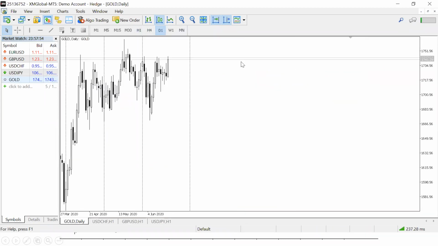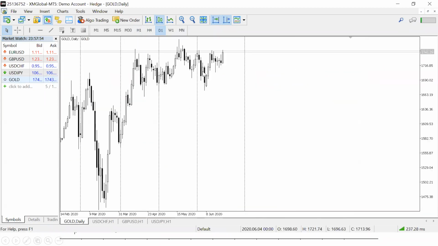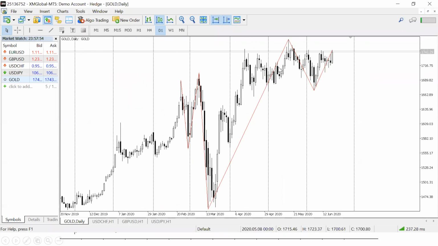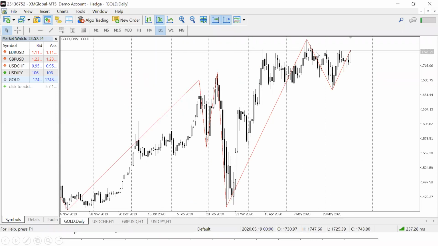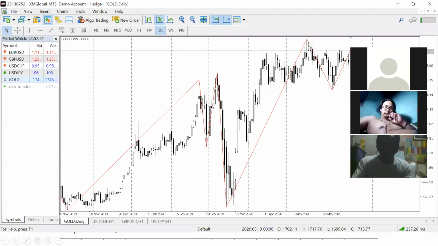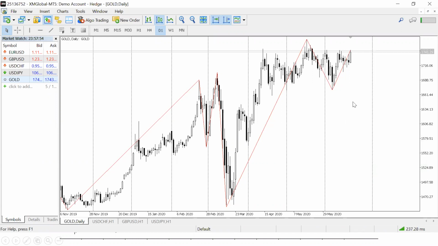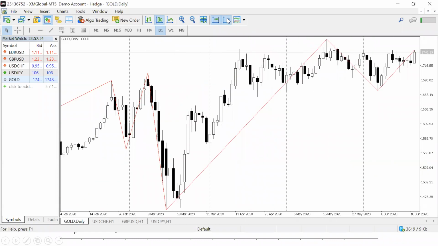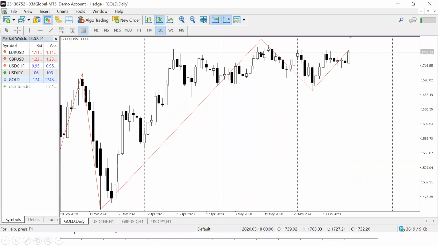Okay, so simulan natin sa D1 and let's apply the same process as we had earlier. Looking at gold right now, it's quite simple. You have a very nice looking resistance at the top side, and you also have a very nice looking support dito naman po sa may baba. No? So if we take a look at your resistance over here, that would be this level right here, at ilang beses na actually tumalbog yung presyo.